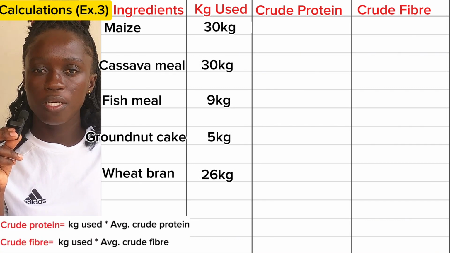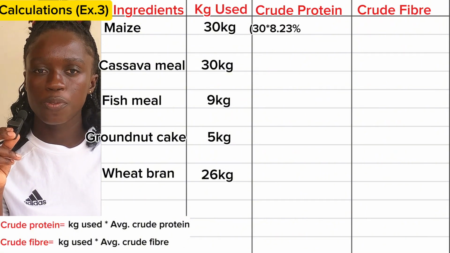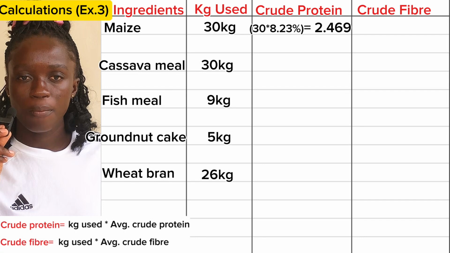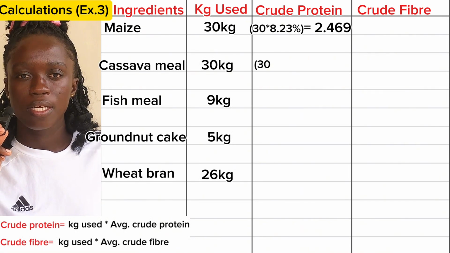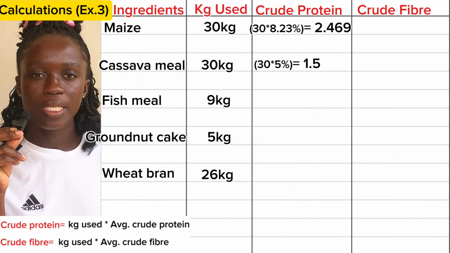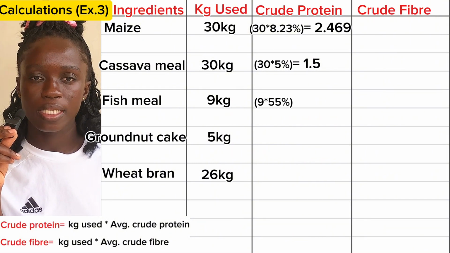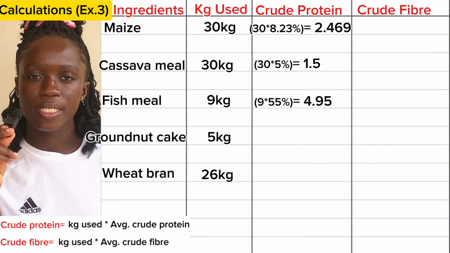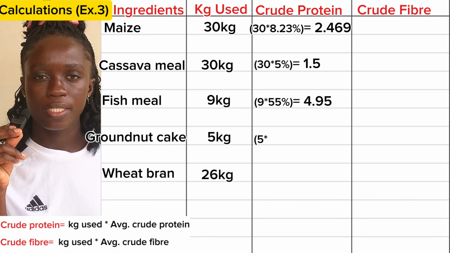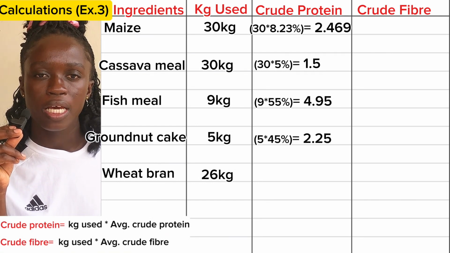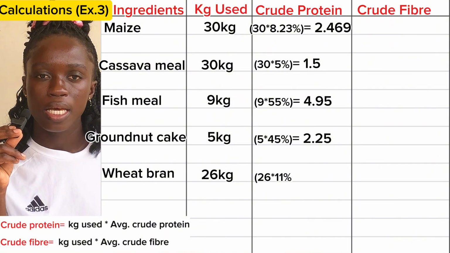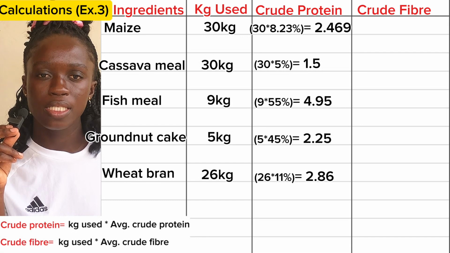For maize, it's going to be 30 times 8.23%, and that will give us 2.469. And then for cassava meal, it's going to be 30 times 5%, and that will give us 1.5. For fish meal, it's going to be 9 times 55%, and that will give us 4.95. For groundnut cake, it's going to be 5 times 45%, and that will give us 2.25. And then for our wheat bran, it's going to be 26 times 11%, and that will give us 2.86.